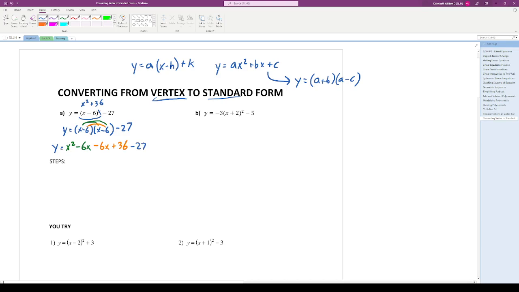So then finally I end up with y equals, I just have this 1x squared. Then I have my like terms of negative 6x and negative 6x. And then 36 minus 27 gives you 9.